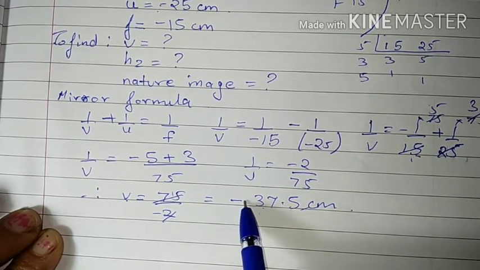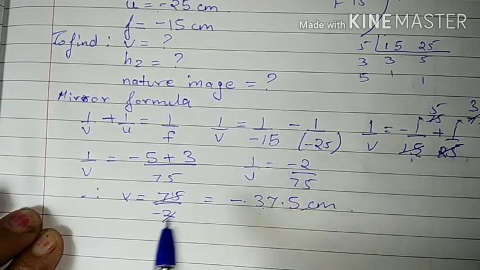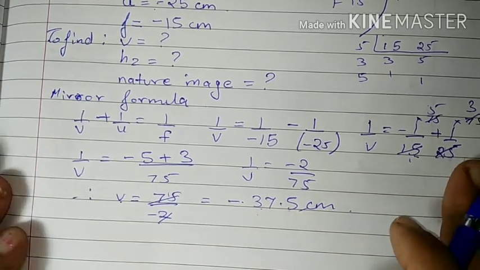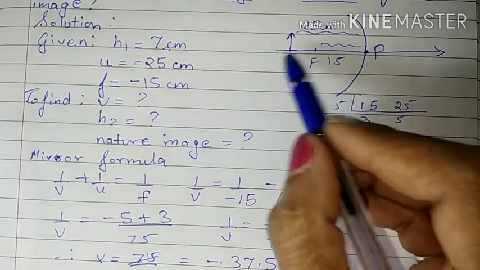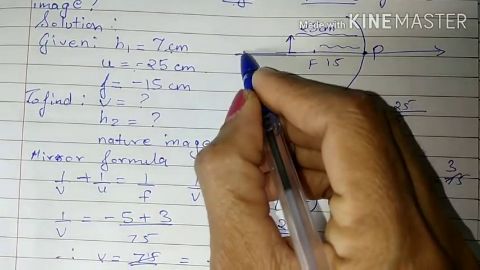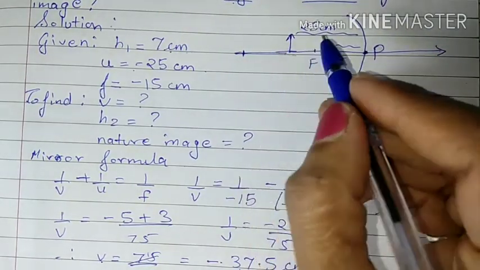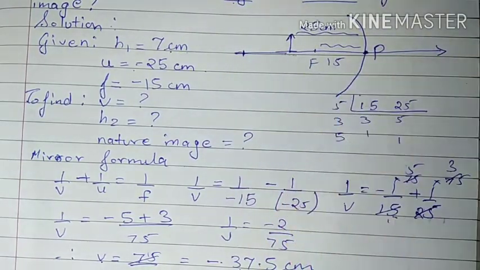That is the distance at which the image is formed. The minus sign again indicates that in case of a concave mirror, it is formed in front of the mirror, that is on the left hand side. If we look at the diagram, it is 37.5, so somewhere here the image will be formed, on the left hand side. That is denoted by the minus sign.